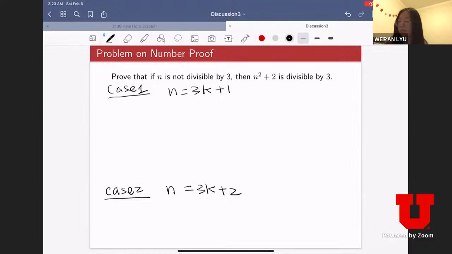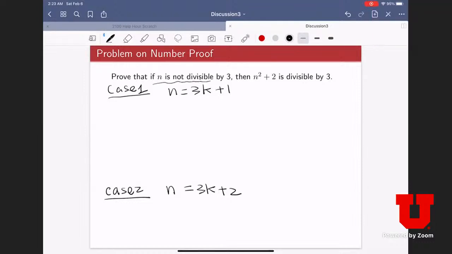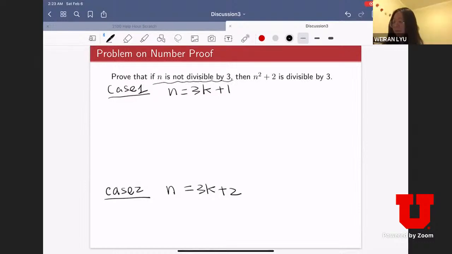Yep. So right here it says if n is not divisible by 3. That's why the only cases where n is not divisible by 3 are when n has a remainder of 1 or a remainder of 2. If this problem changed to if n is not divisible by 5, then how many cases should you have? Yep, you should have 4 cases.